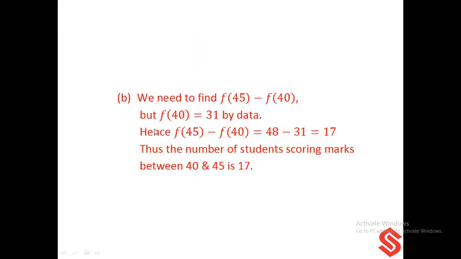Next, B. Now we need to find f of 45 minus f of 40, but f of 40 is equal to 31 by data. So hence f of 45 minus f of 40 is equal to 48 minus 31, that is 17. Therefore the number of students scoring marks between 40 and 45 is 17.